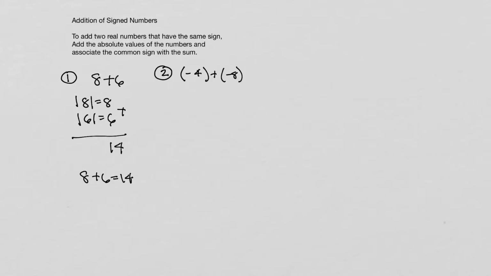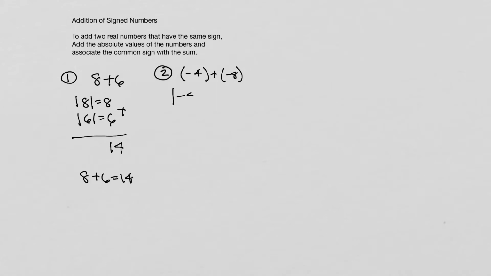Let's try another problem. Here for problem 2, why don't we try this one? We're going to add these two numbers, -4 and -8. Now these two numbers have the same sign, right? Back up here, to add two real numbers that have the same sign, we add the absolute values of these numbers. So the first thing we want to do is get the absolute value of -4 and the absolute value of -8. So let's do that.